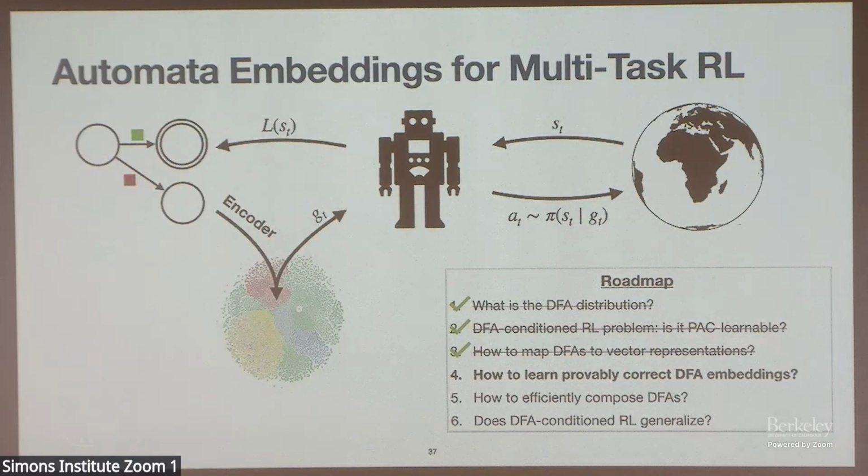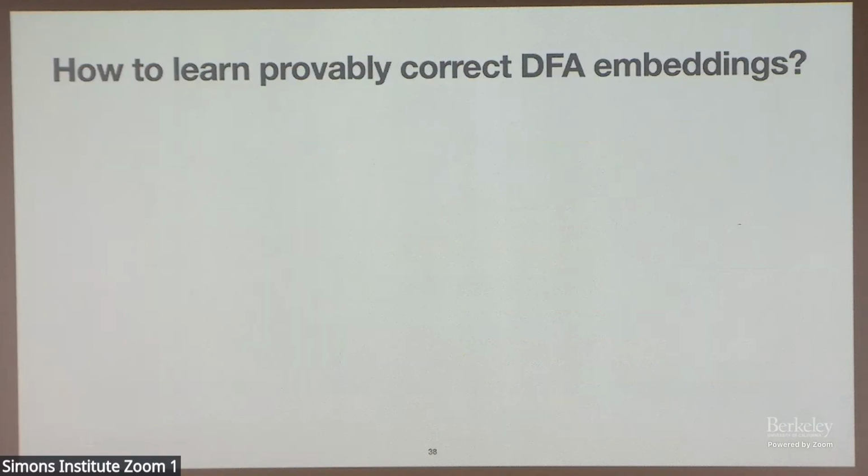Okay, I'm not going to talk about the GNNs more, because I think this is more interesting. So, how do I learn provably correct DFA embeddings? I now know how to map DFAs to vectors, but how should I train this to get what I want?